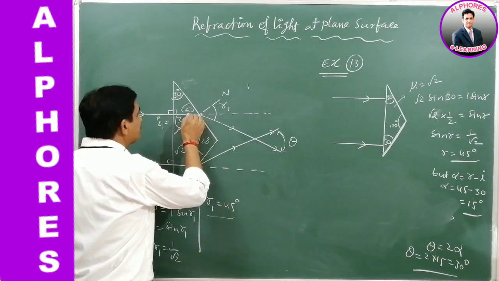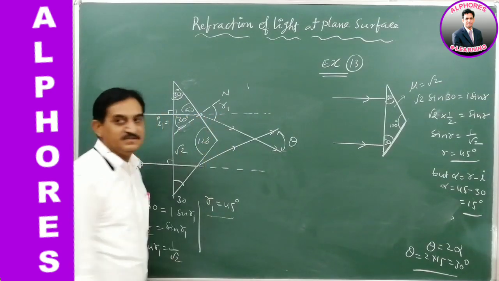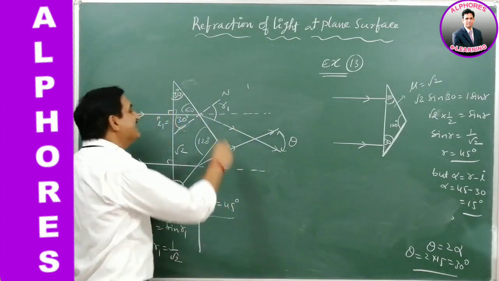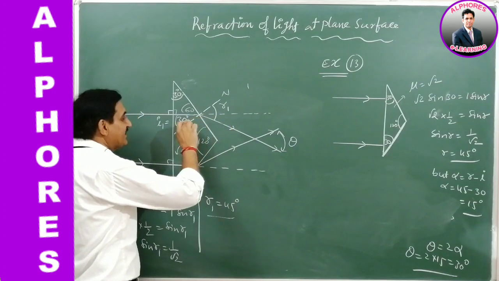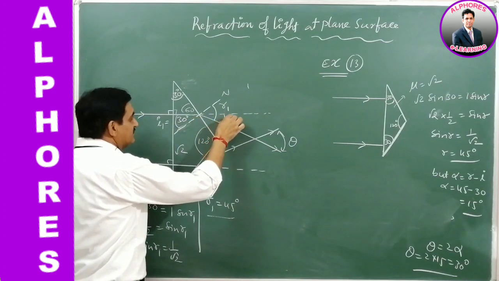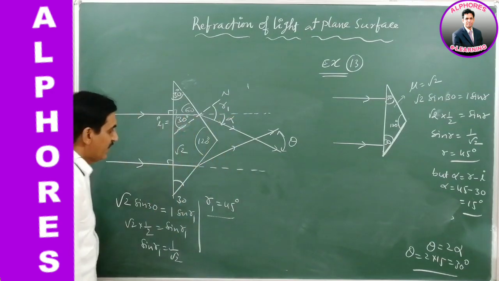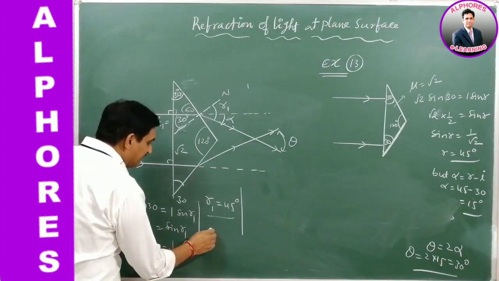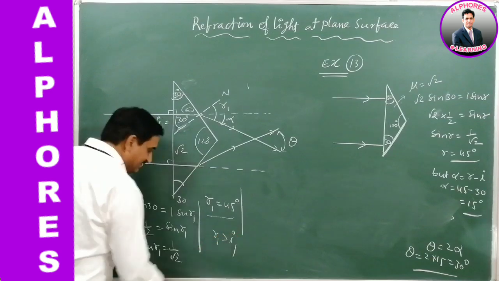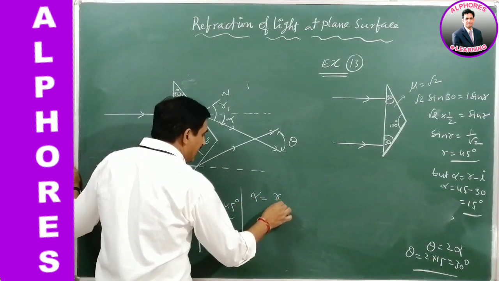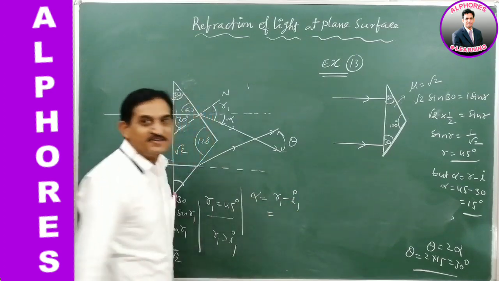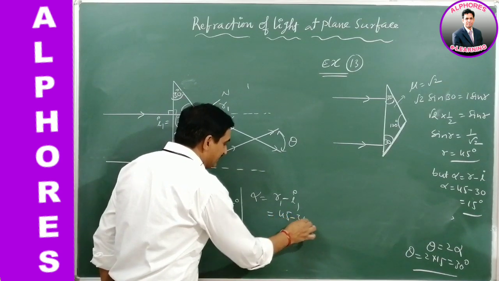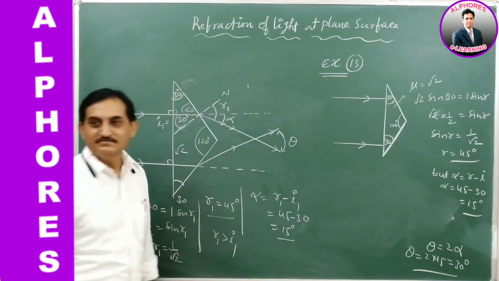So what is the deviation suffered? Actually the light is traveling along this horizontal path. Instead of this horizontal path, it is suddenly deviated whenever refraction takes place. Therefore this is the deviation suffered, let it be alpha. Now the deviation can be found: R1 is 45, I1 is 30. In this case R1 is greater than I1, so the deviation suffered is R1 minus I1. Therefore 45 minus 30 gives 15 degree, alpha.